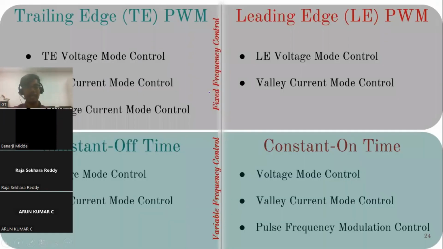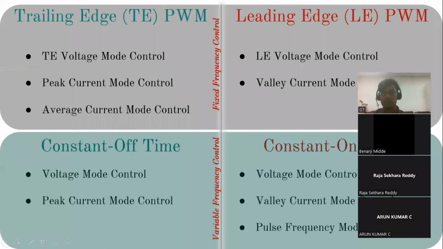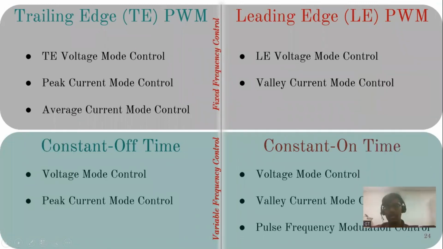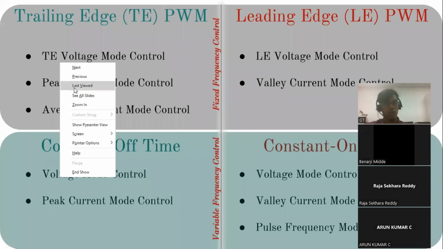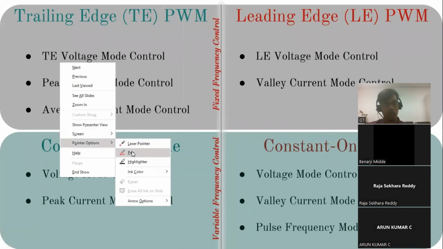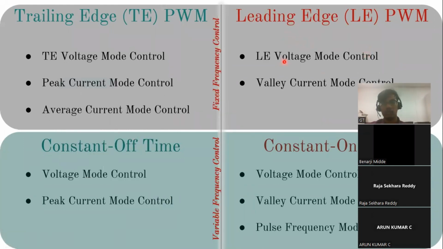Now there are leading edge and trailing edge PWM, which we call. Trailing edge has voltage mode control, current mode control, average mode control. And leading edge has voltage mode control and current mode control. Constant off time is analogous to trailing edge PWM, so that's why I have put them on the left hand side and this on the right hand side. Constant off time will have voltage mode control and peak current mode control. So constant off time control is analogous to peak current mode control. Only here the switching frequency is the same, there the off time is the same.